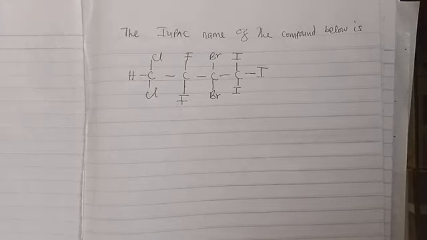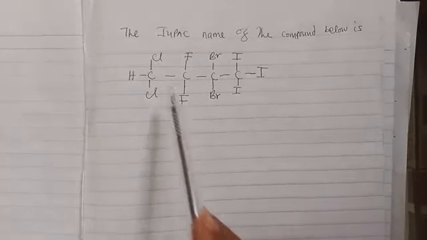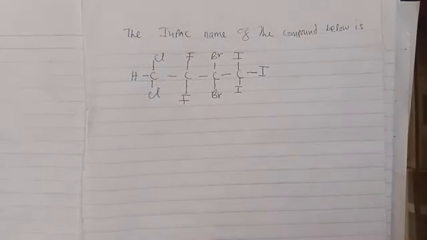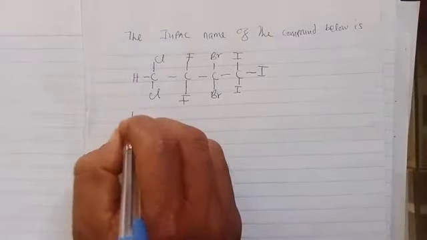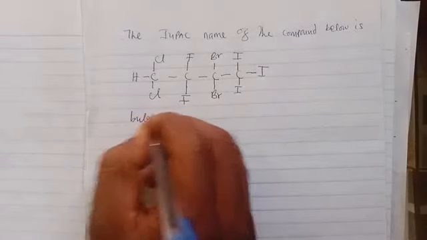Alright, the question before is, the IUPAC name of the compound below is, and this is the compound. Now, simply all you need to do is to follow the rule in naming organic compound using IUPAC system. Well, first of all, deduce the parent alkane by choosing the longest chain. And here we have a straight chain carbon. This is 1, 2, 3, 4. So first thing, we have a butane series.